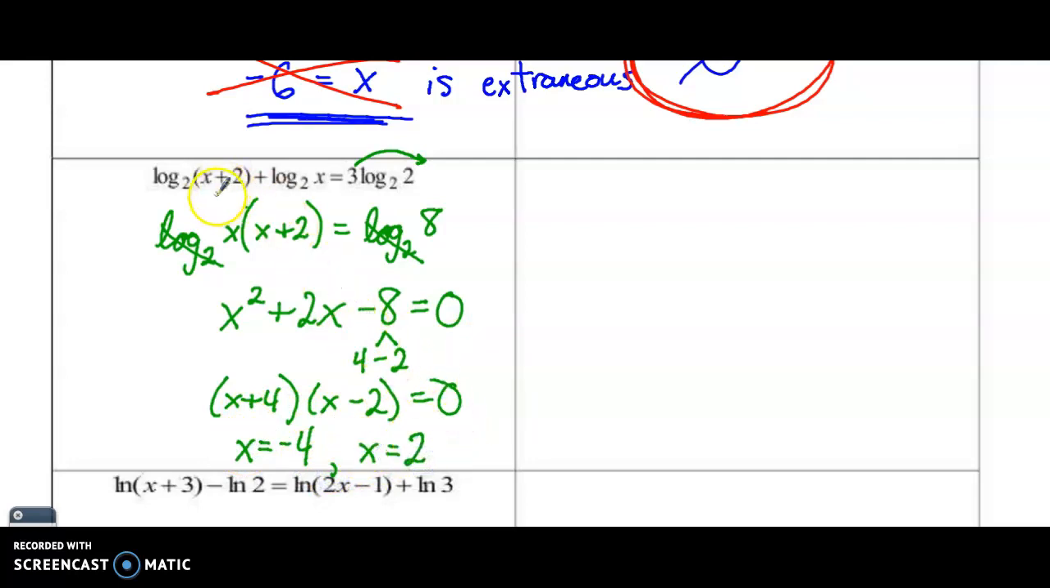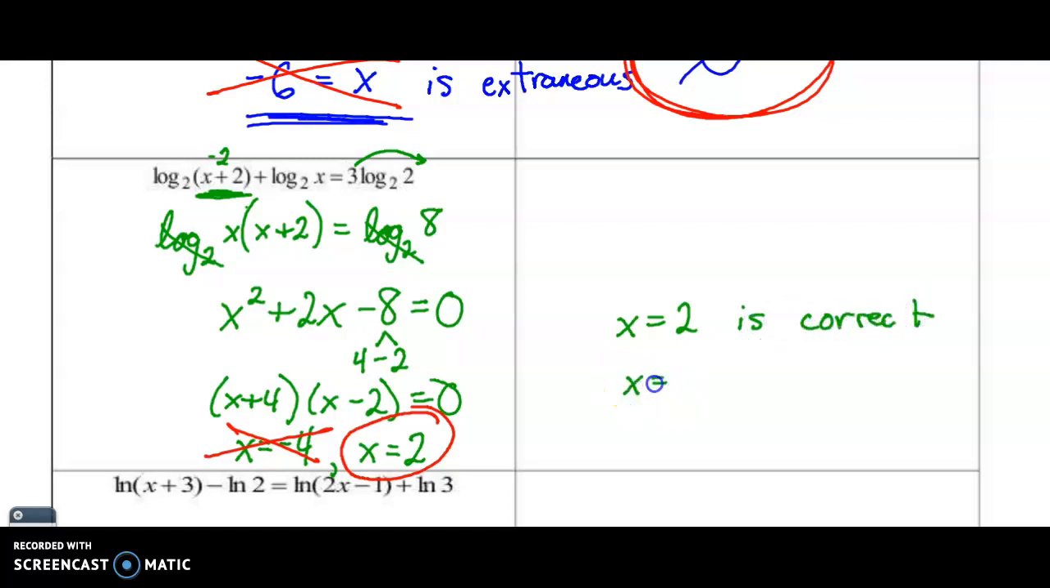But as we check for extraneous solutions, if I plug in negative 4 here, we are doing log of a negative. That's not possible. This answer is wrong. If I plug in 2, 2 plus 2 is 4. Okay, that's good. Log of 2, that's good. So this is a good answer. I'll write that down. x equals 2 is good. It's correct. And x equals negative 4 is extraneous.